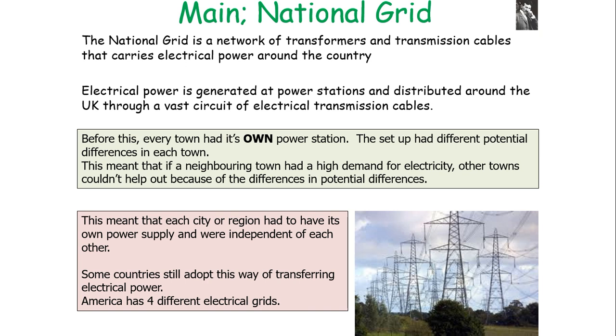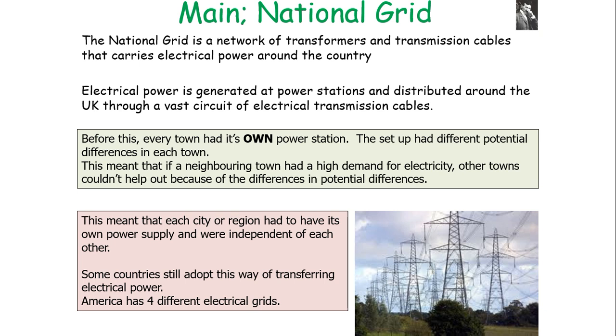Now before we had the national grid, each town had its own power station and the setups had different potential differences in each town. That meant that if a neighbouring town had a high demand for electricity and other towns had a surplus of electricity, those towns couldn't supply the electricity to the town in need because of the differences in potential difference. So that meant that each city or region had to have its own power supply and were independent of each other.